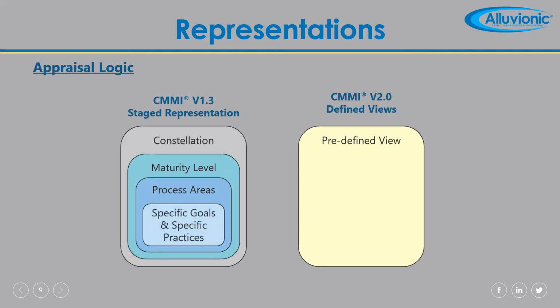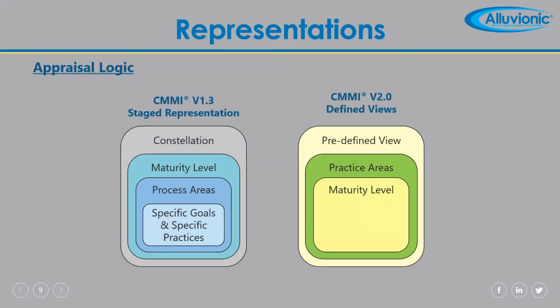Now, in a similar fashion, the V2.0 model starts with choosing a view. Again, we'll use the development view. But then it departs from the old method because by virtue of selecting the view, it actually determines the practice areas that are relevant. Now, from there, the firm chooses maturity level, and choosing maturity level then determines the applicable practices. We'll drive this home a little further with an example in the next slide.